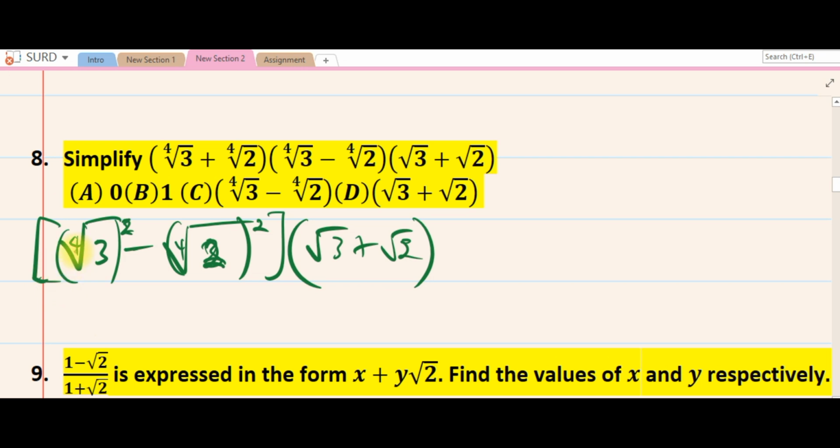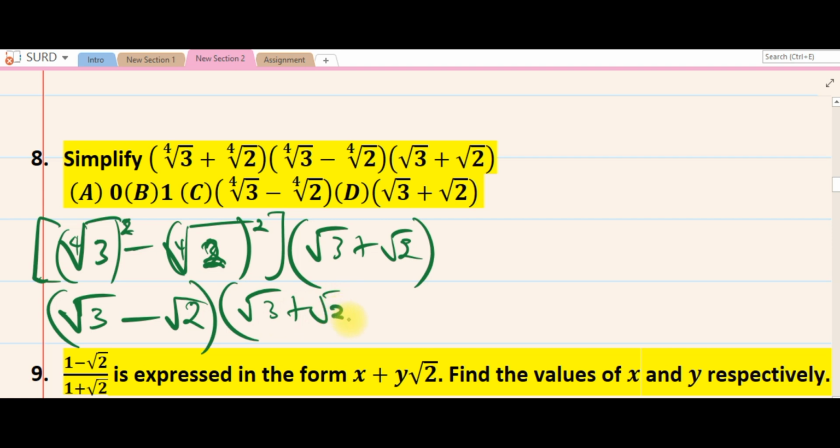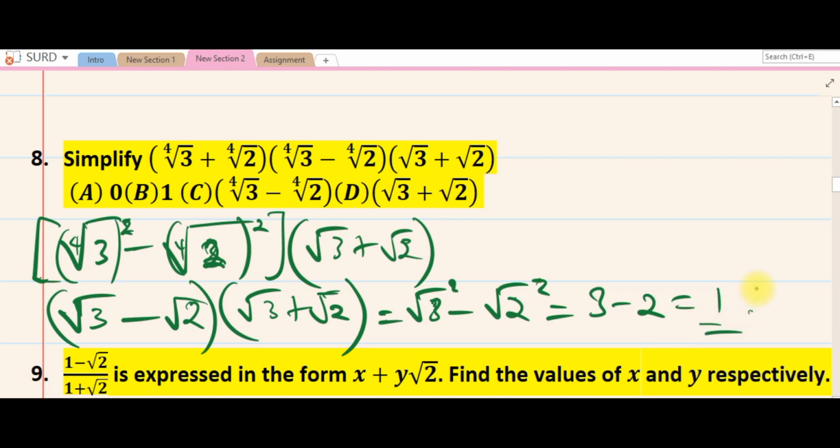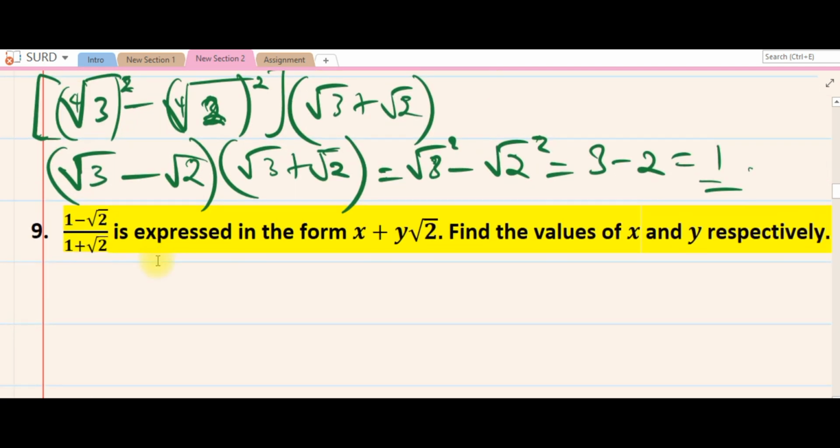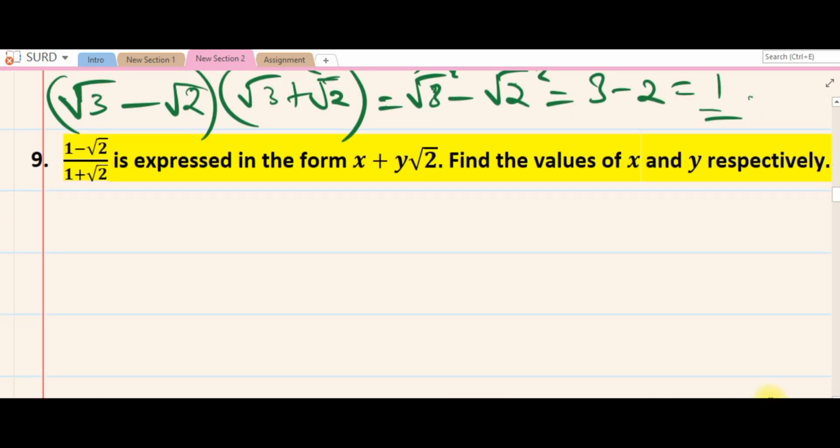So what we have here, that's root 3 raised to power 2 over 4 is half. Why 2 over 4 is half? Root 3 plus root 2. And this turns out to be difference of two squares. So we are applying difference of two squares 2 times here, which is 3 minus 2. The answer is 1. So the next question, we are asked to express this in terms of x plus 1.